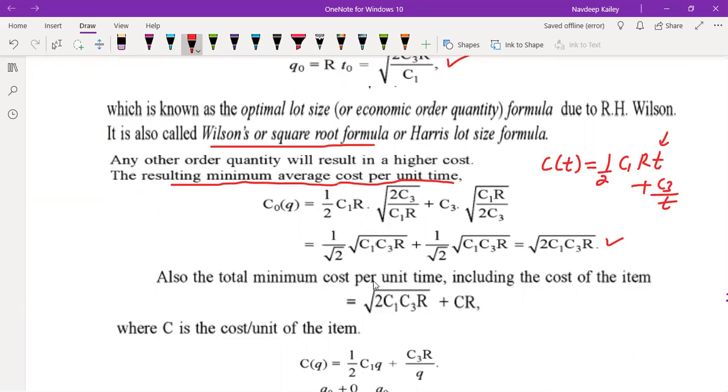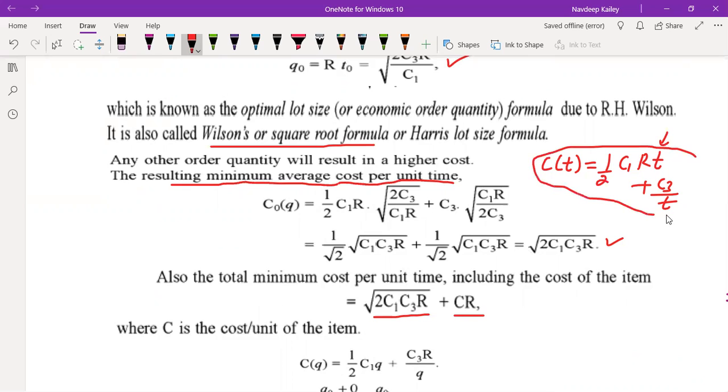Also, the total minimum cost per unit time, including the cost of the item. If the cost of the item is also included, then the formula changes to square root of 2 C1 C3 R plus cost of the item, that is capital C into R, where capital C is the cost per unit of the item.